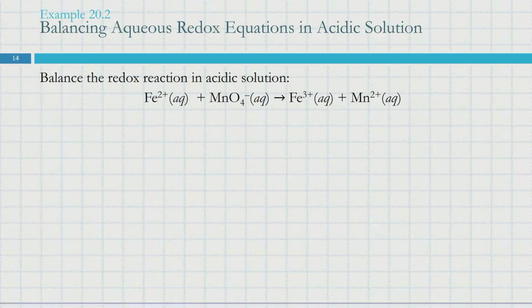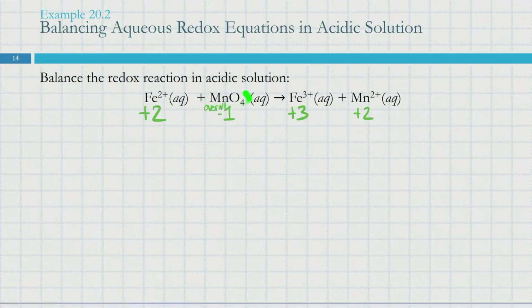All right, we want to balance our redox reaction. We need to first assign oxidation state numbers. And everything has a charge, so we're not assigning zeros to anything here. Our iron, our Fe2+, is going to be a +2. We're going to have an overall -1 for our MnO4 permanganate. We're going to have a +3 for our iron 3+, and we're going to have a +2 for our manganese 2+ ion.